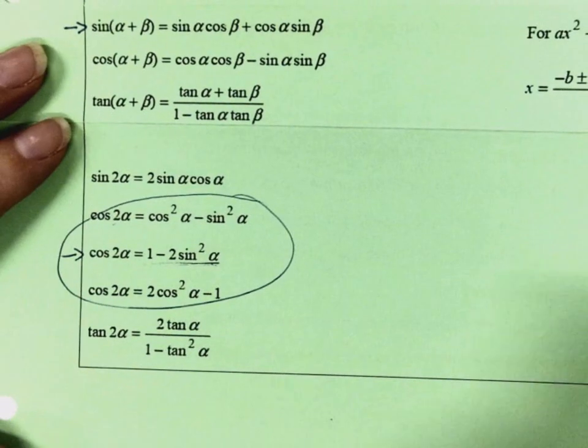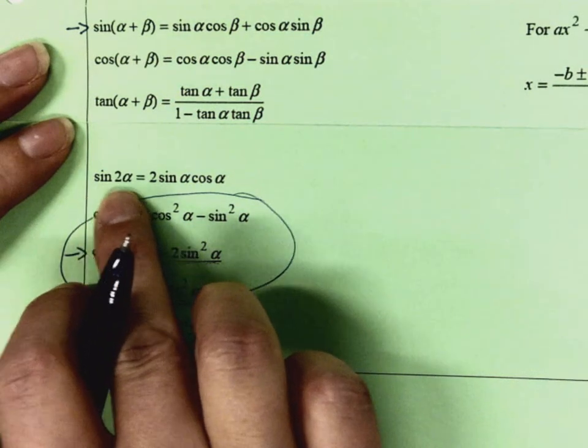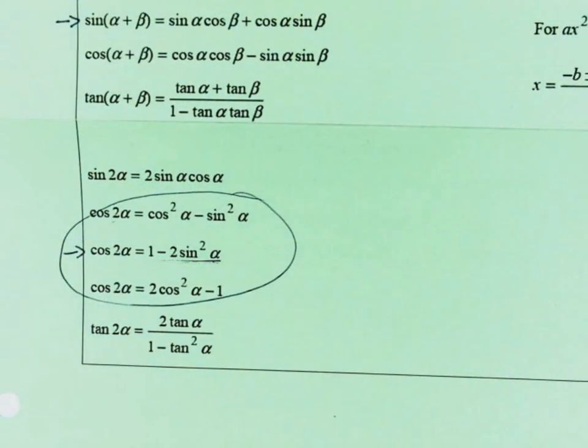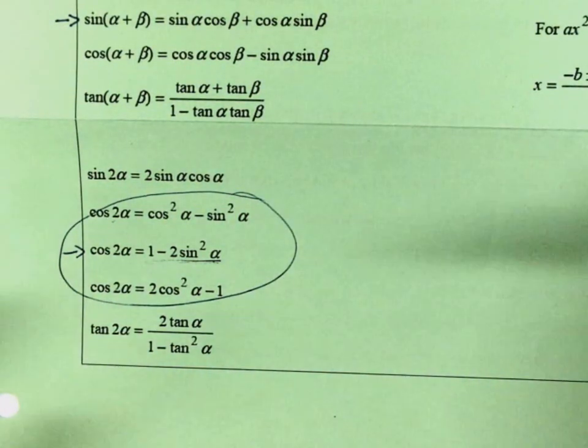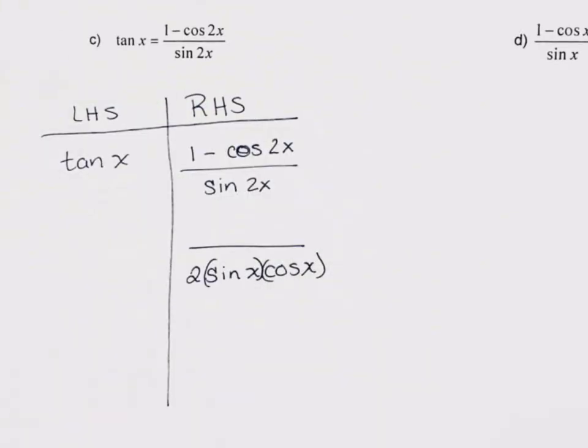I'm just using that identity there. Sine only has 1, so I'm putting that in. Okay, let's make a life choice. And I'm going to blame it on you guys. Which one do you want to use? Pick one. 1, 2, or 3.